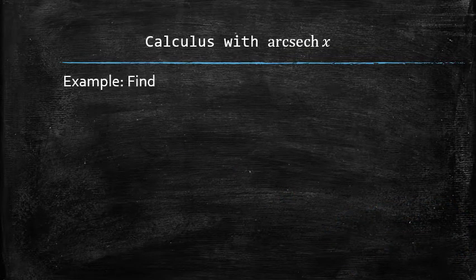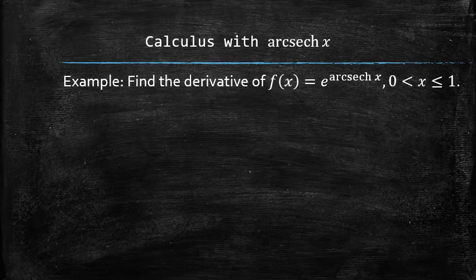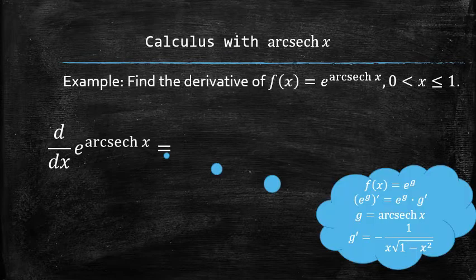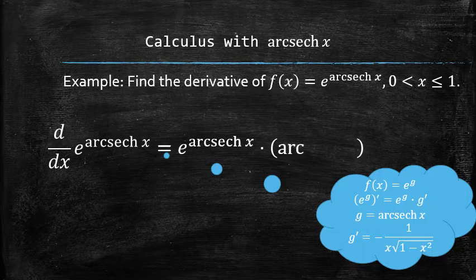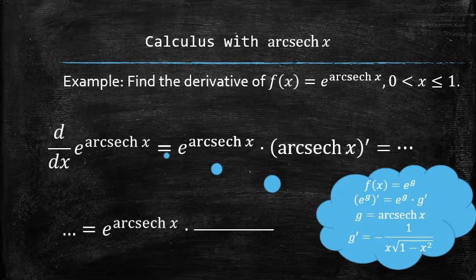Let's do another example. We start the process by recognizing that we have to find the derivative of a composition of the natural exponential function and the hyperbolic arcsecant, which is equal to the following expression, in which we know how to find all the components. And there isn't much to simplify here after plugging everything in.